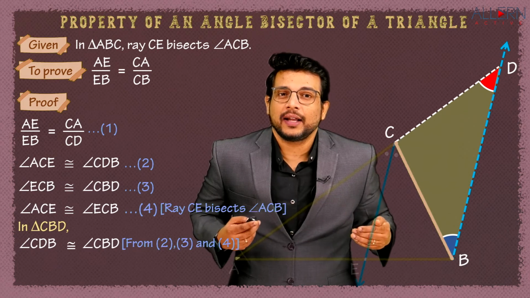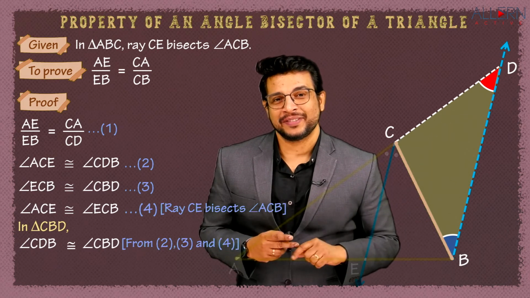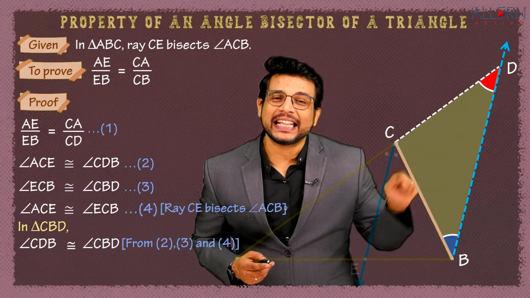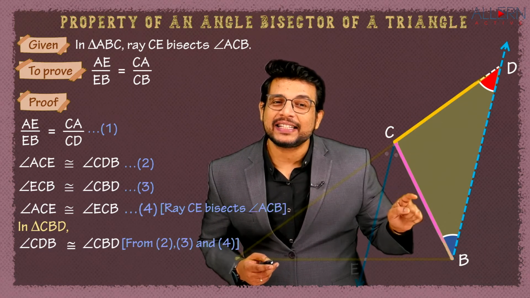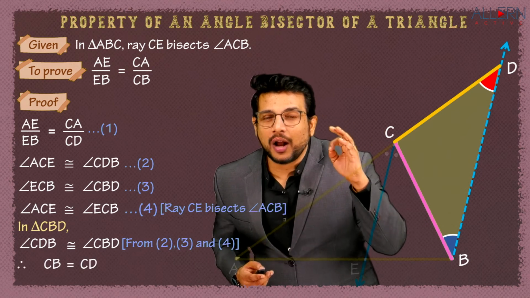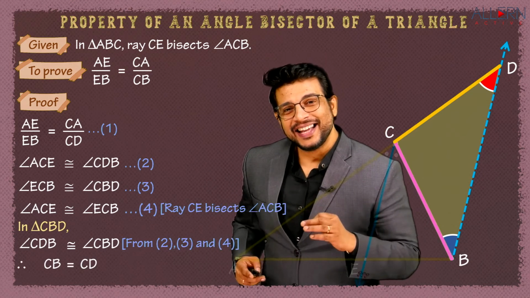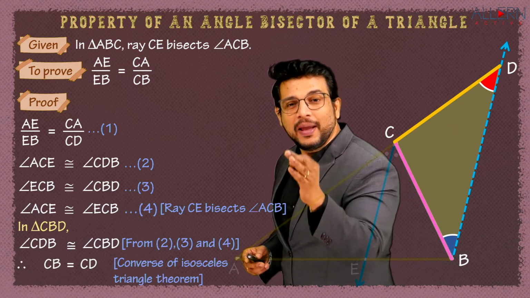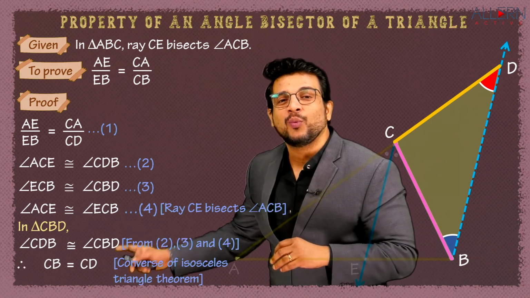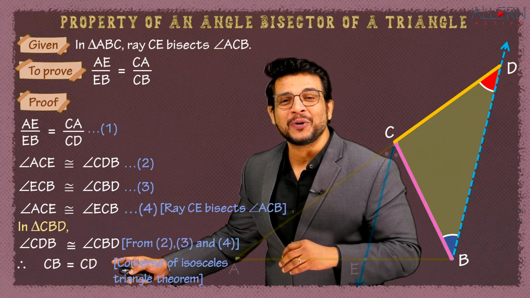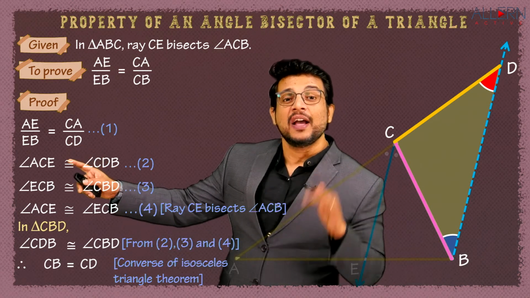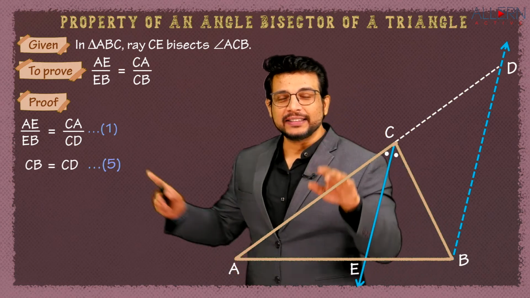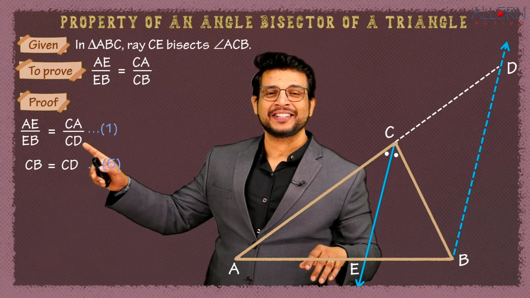And we know in a triangle, if two angles are equal, the sides opposite to them are equal. That means we get CD and CB to be equal. What is the reason for that? It is the converse of the isosceles triangle theorem, and this is what we wanted, that CB is equal to CD, so that we can replace CD by CB. So we'll mark this as result number 5, and this result we'll substitute in result number 1.